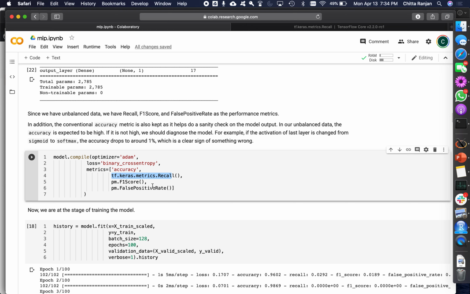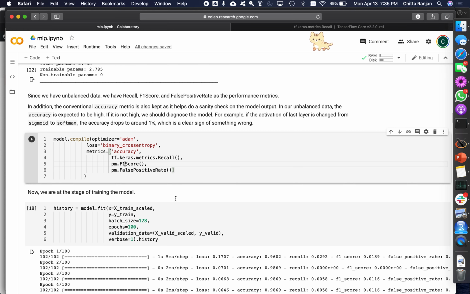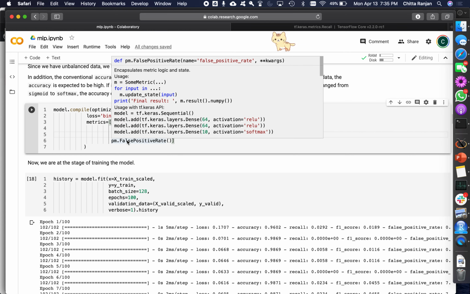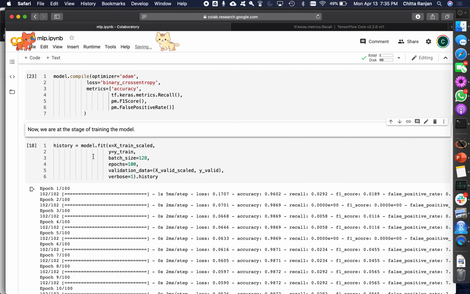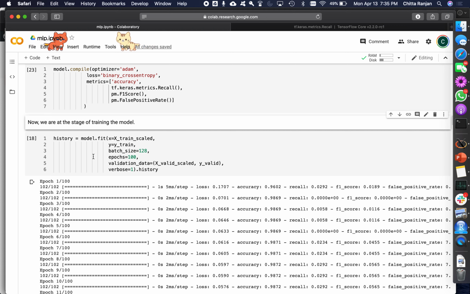I sometimes do that. And then we have the other two metrics, F1 score and false positive rate. These are not present in TensorFlow, so we have custom defined them. It's in our UDF, and we will look at these UDFs more closely in the next part. So I did the model compile. If there was anything wrong, I would get an error here. And I did not get any errors, so I'm moving on to the final part of this modeling, which is fitting the model or training the model.